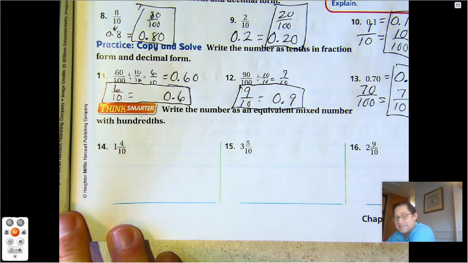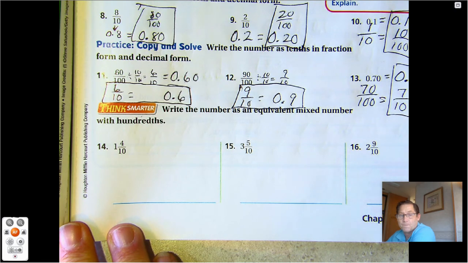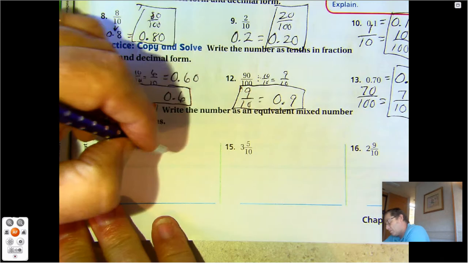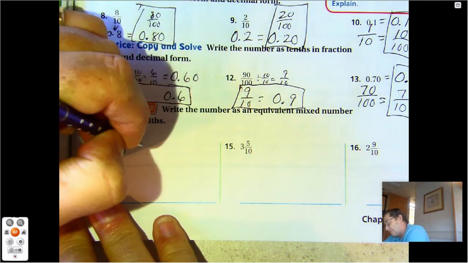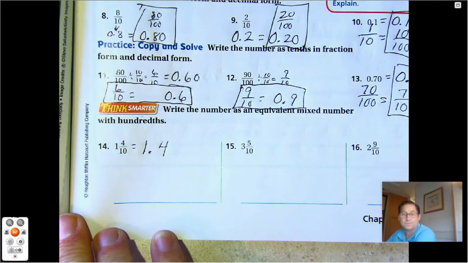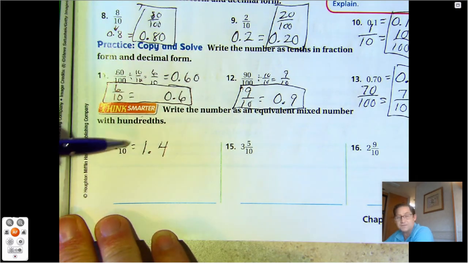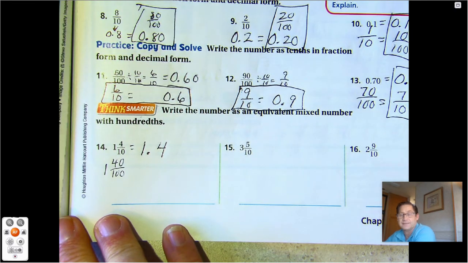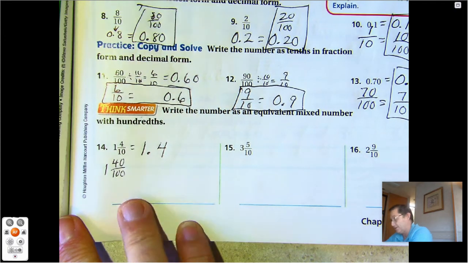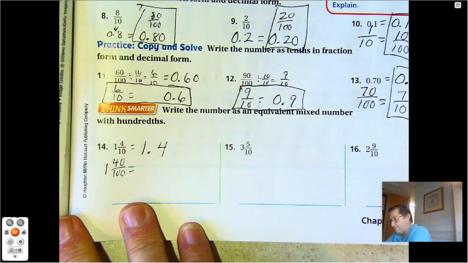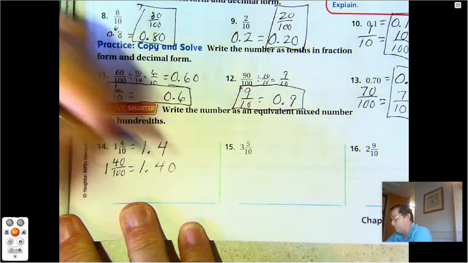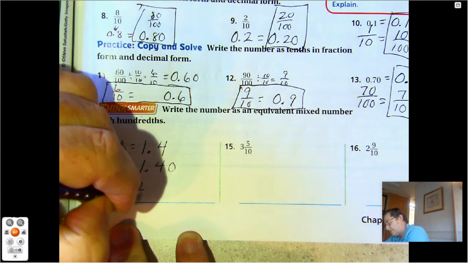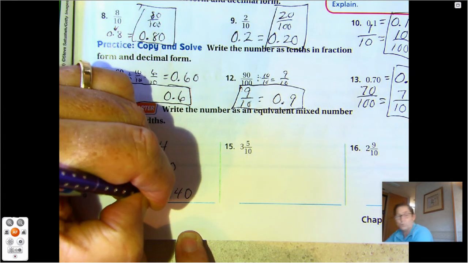Write the number as an equivalent mixed number with hundredths. So 1 and 4 tenths. As a decimal, that would be 1.4. So what would be an equivalent fraction to 4 tenths? What would be 40 hundredths? 10 times 4 is 40. 10 times 10 is 100. So how would we write 1 and 40 hundredths? 1.40. So 1 and 40 hundredths, 1.40.